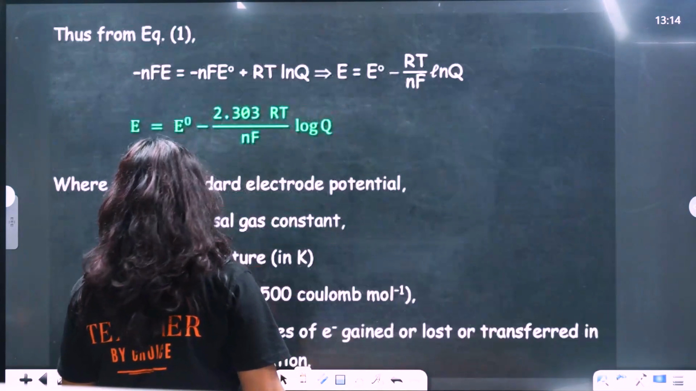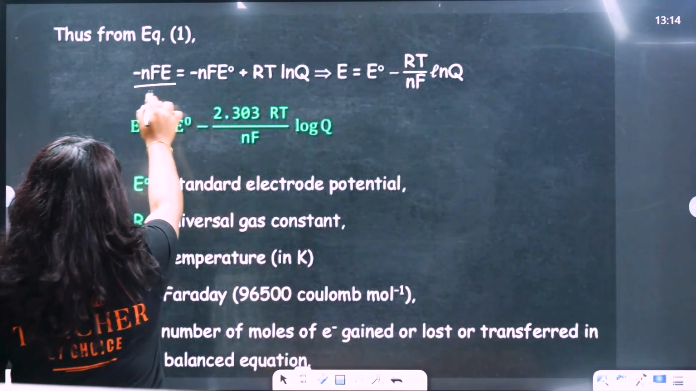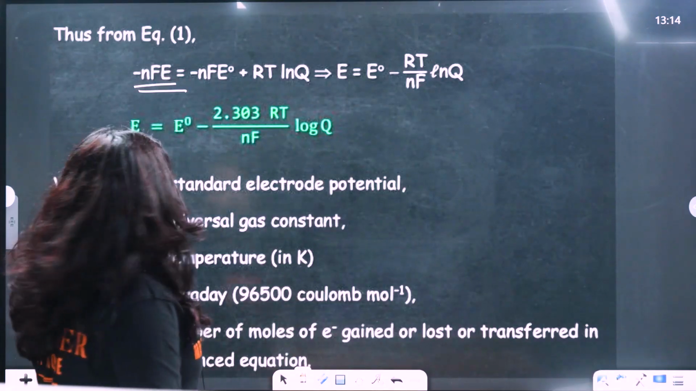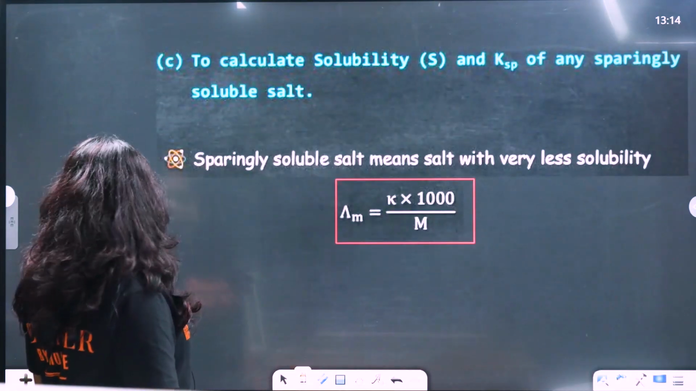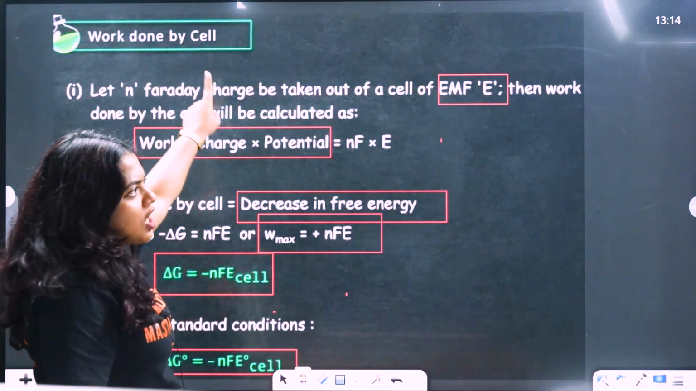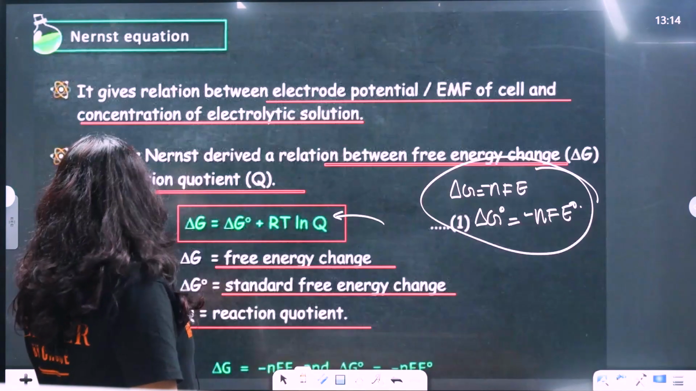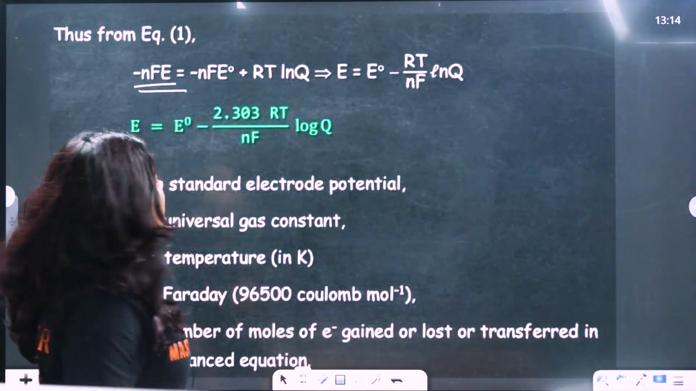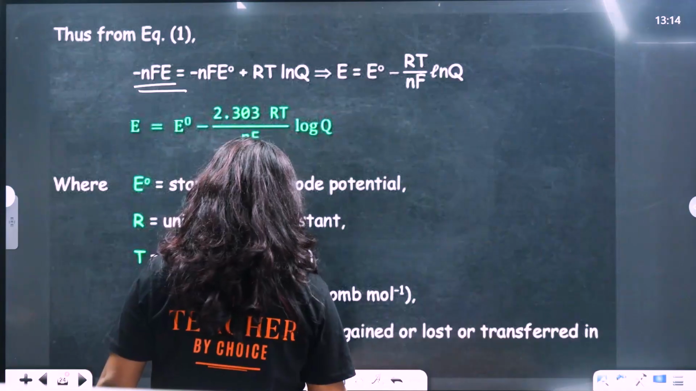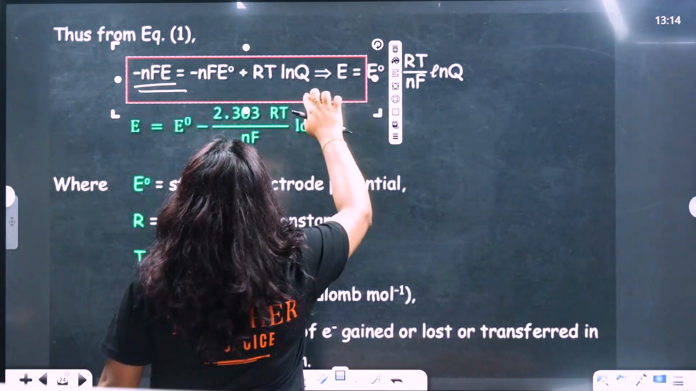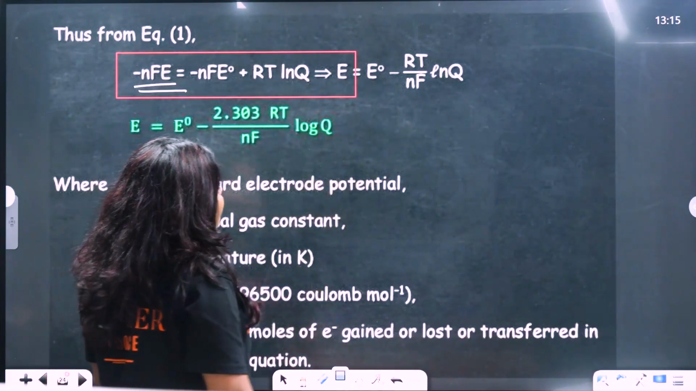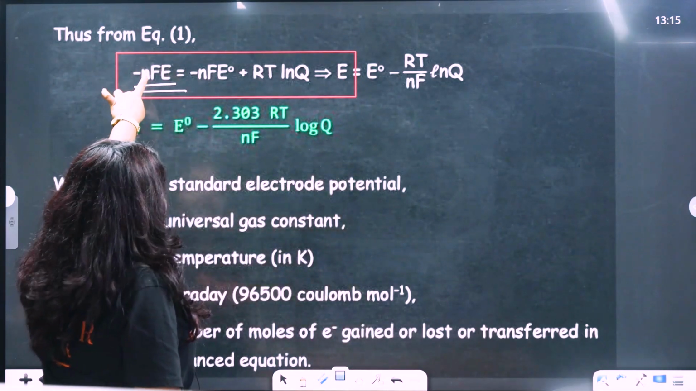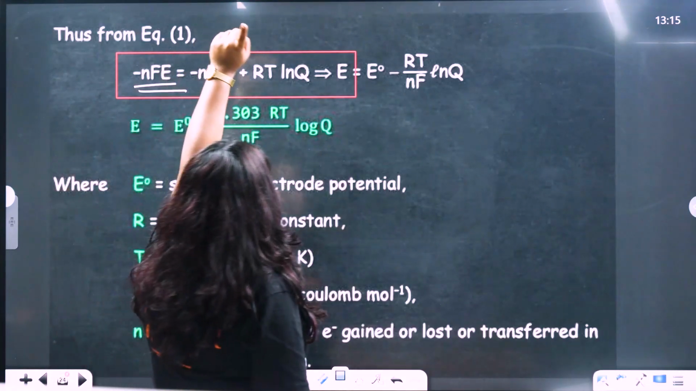So that will be minus NFE, that is the work done by the cell, which we found earlier. What do you mean by N and what do you mean by E, my dear students? N is the charge, E is the EMF. So minus NFE is equal to minus NFE naught plus RT ln Q. From this we can say that the common factor can be cancelled out. So E is equal to E naught plus RT ln Q.